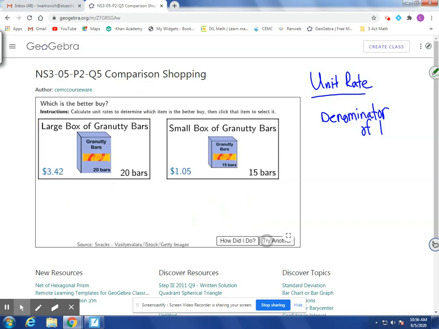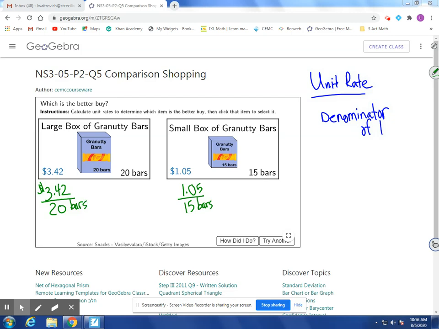All right, let's try another one. Okay, large box of some bars. All right, and then a small box. So first, we'll come up with the rate. $3.42 for 20 bars and $1.05 for 15 bars. All right.